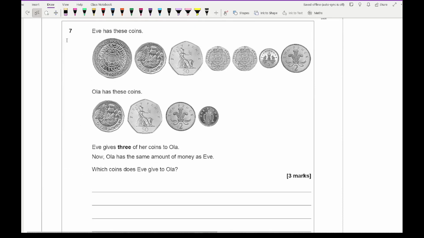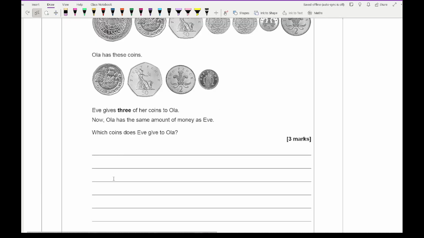Then with question 7, it says that Eve has these coins, and you can see what coins they've got. Ola has these coins. It says Eve gives 3 of her coins to Ola. Now Ola has the same amount of money as Eve. Which coins did Eve give to Ola? And it's worth 3 marks. Now I think this question personally is a little bit stingy, but let's have a look at what it is.